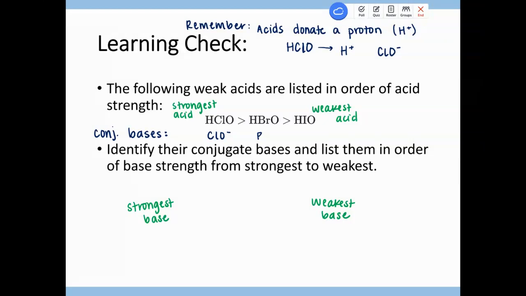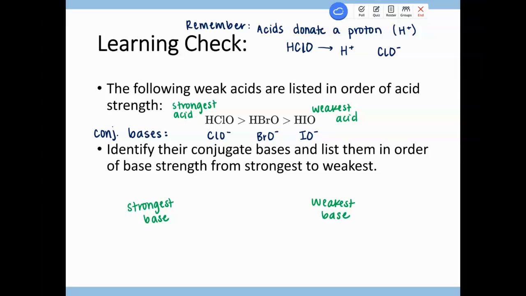So conjugate base for HClO is ClO-. Conjugate base for HBrO, BrO-. Conjugate base for HIO, IO-. So those are the structures of the conjugate bases. Again, just the molecule without an H+.